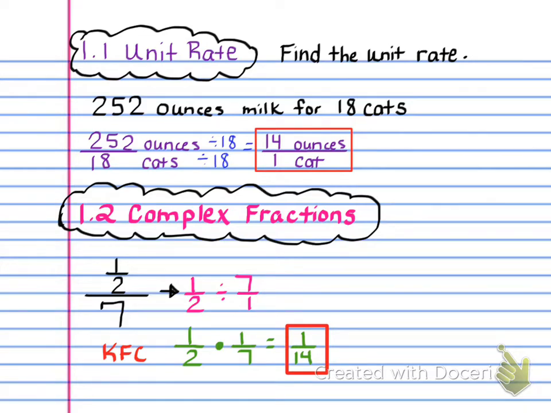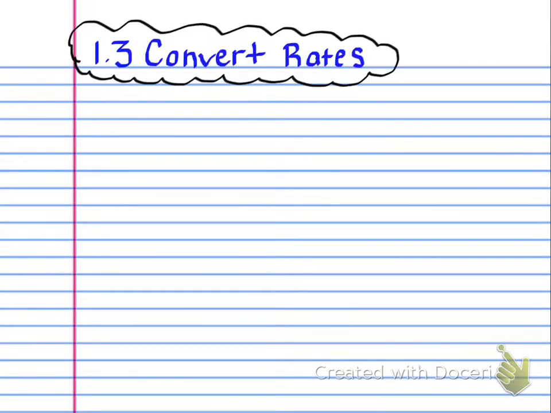You get 1 times 1 is 1, and then 2 times 7 is 14. Now we're looking at 1.3. This was the convert rates section. This section we did struggle with a little bit, but I think by the end of it, you guys all did pretty well with it. So I'm going to go over a couple examples here.